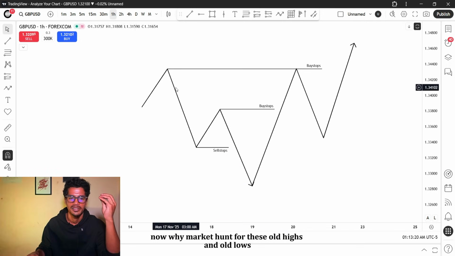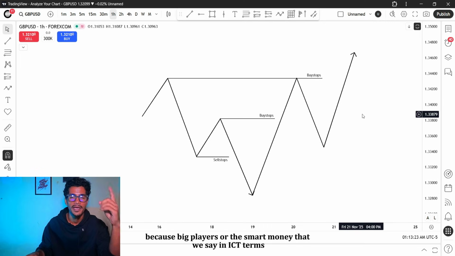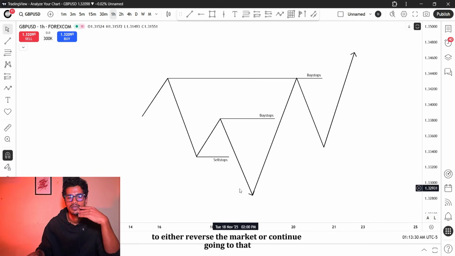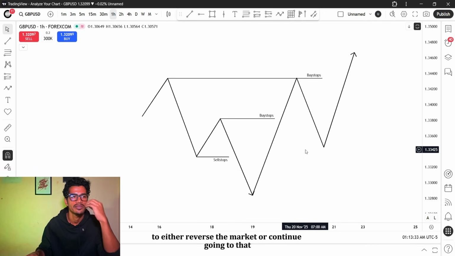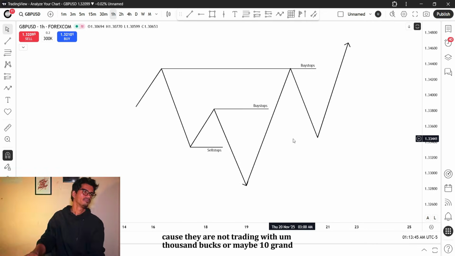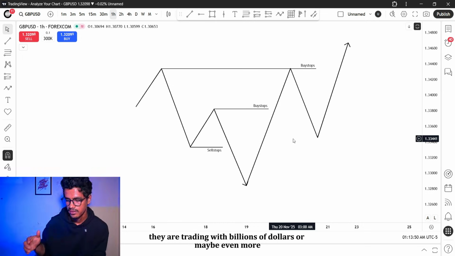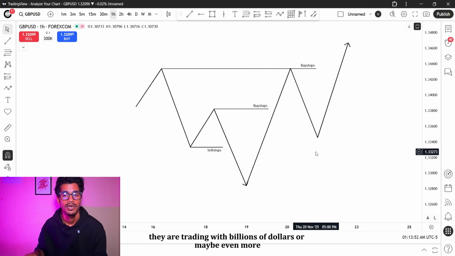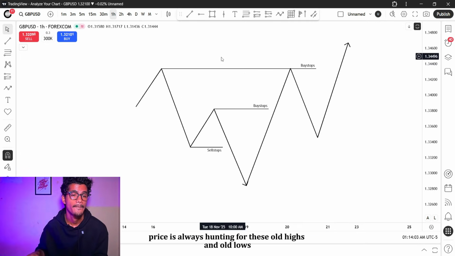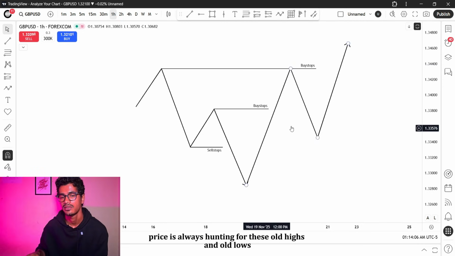Now, why does the market hunt for these old highs and old lows? Because big players, or the smart money as we say in ICT terms, need these orders to either reverse the market or continue going in a certain direction. They're not trading with $1,000 or maybe 10 grand, 100 grand. They're trading with billions of dollars or maybe even more. So they need these huge orders to get into the market, right? And that's why you see price is always hunting for these old highs and old lows.